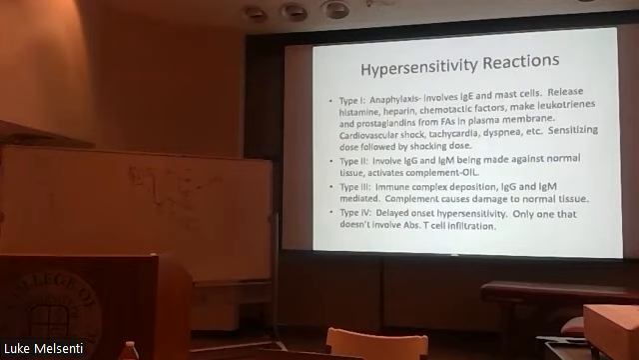And then type 4 doesn't involve antibodies at all. This is called delayed onset hypersensitivity. This is T cell infiltration. This would be like poison ivy. Tissue rejection is also type 4. Okay?